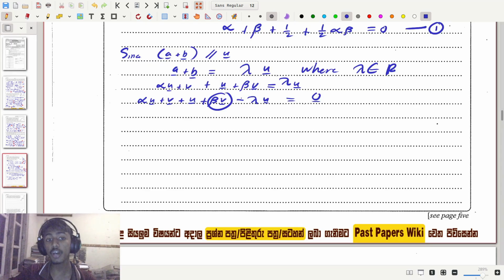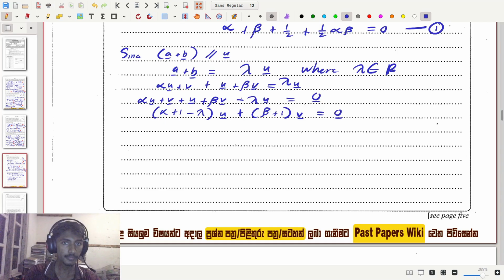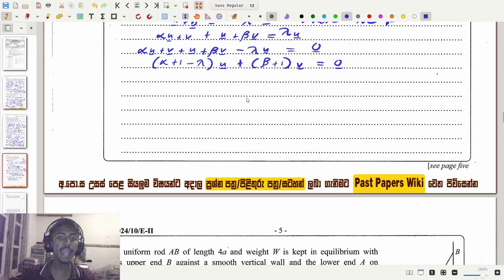Now if I factorize these out, we can see for u vector terms I have alpha, 1 and negative lambda as coefficients. So therefore if I factorize them, I have (alpha plus 1 minus lambda) times u vector, and similarly for v vector I have 1 and beta, so I have (1 plus beta) times v vector equal to the null vector. Now at this point we can see we have the form that I described, the form of p times u vector plus q times v vector being equal to the null vector.